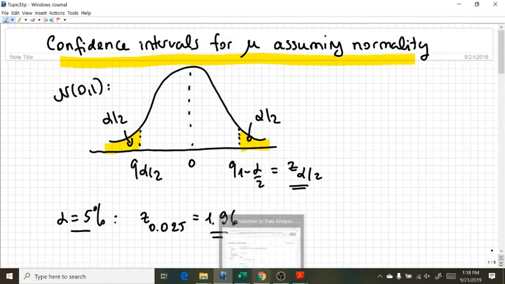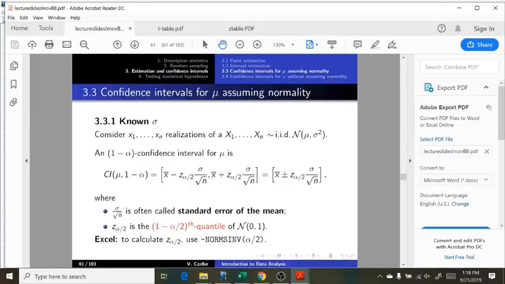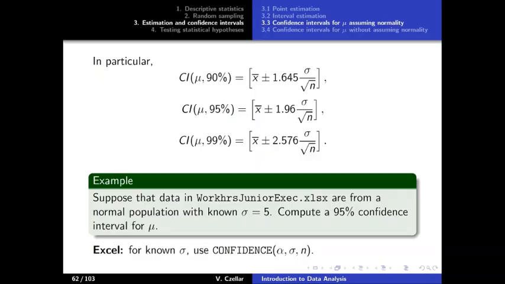Now, let's go back to our lecture slides. What are the most common confidence intervals in statistics?